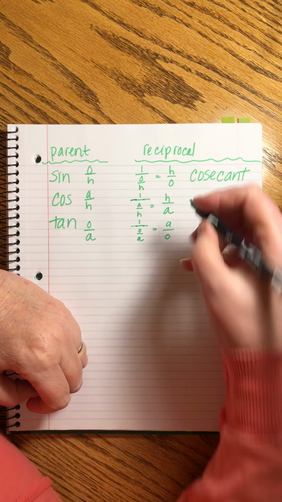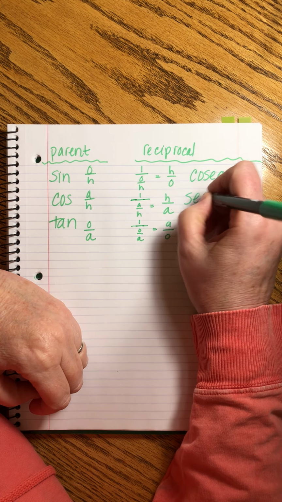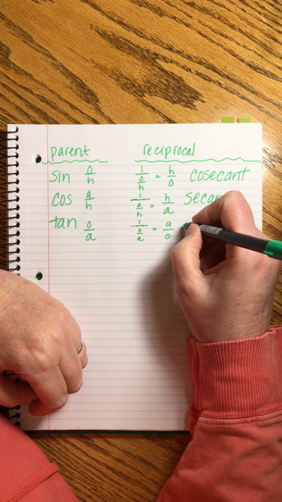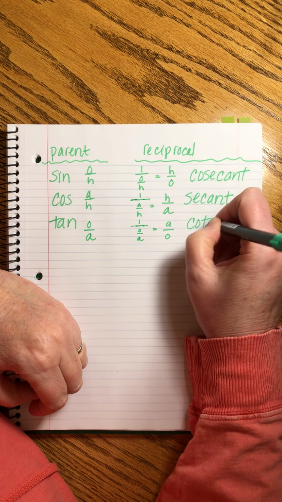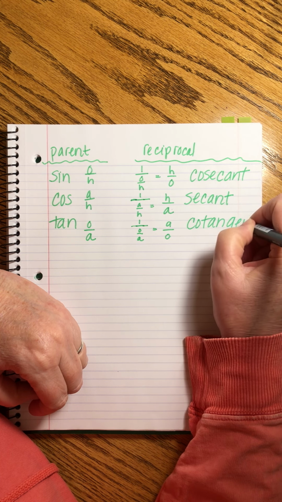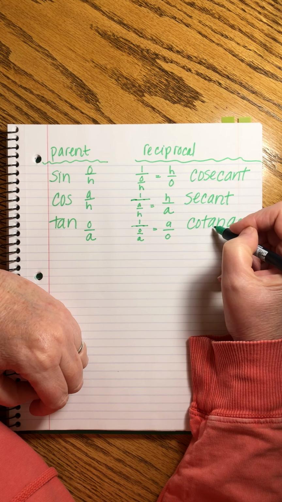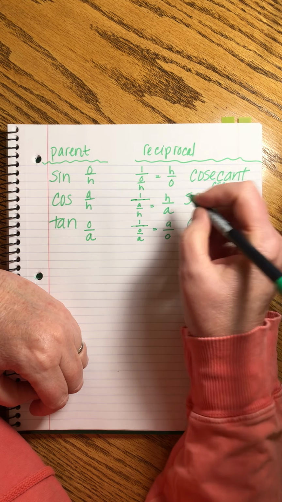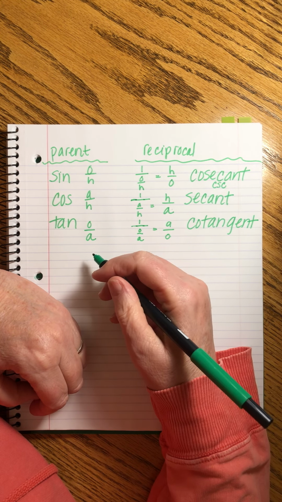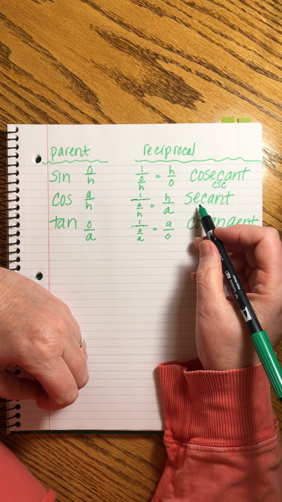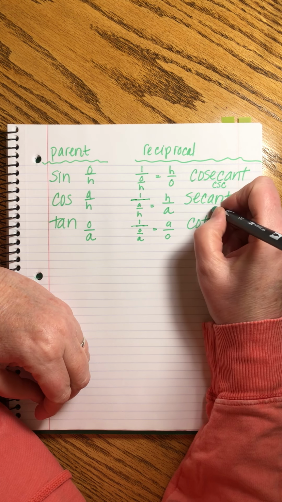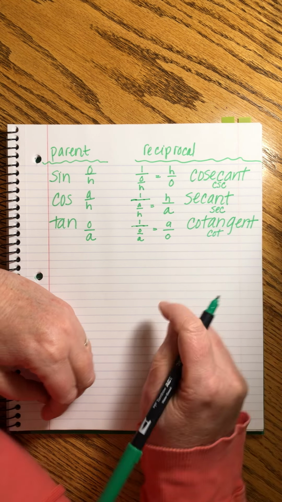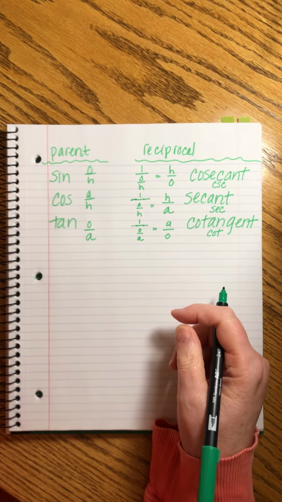And this one is called secant. And the last one is called cotangent. And these have abbreviations too. CSC, cosecant. Secant is SEC. And cotangent is COT. So just like we abbreviate these, we abbreviate these.